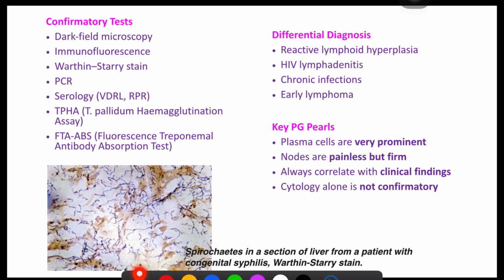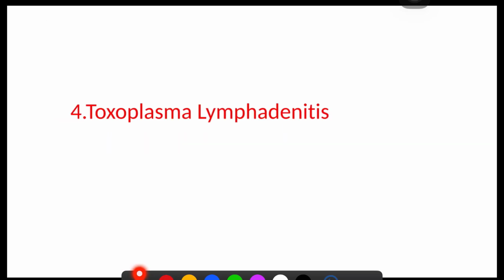Differential diagnosis includes first reactive hyperplasia, then HIV lymphadenitis, some chronic infections, or early lymphoma. So, plasma cells are very important, and nodes here are painless but firm, and always correlate with clinical findings. Cytology alone is not confirmatory.